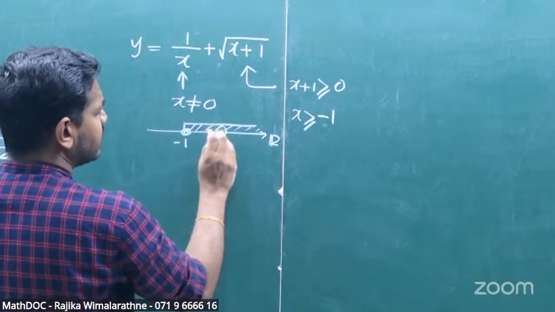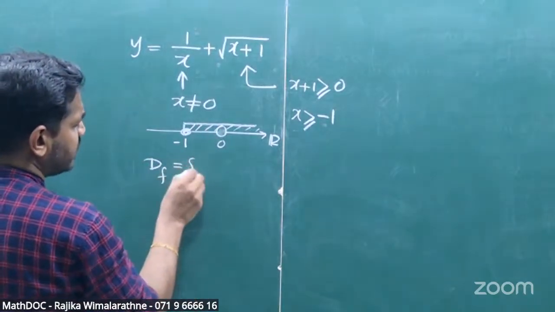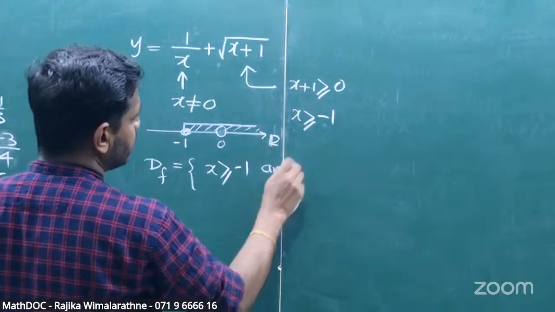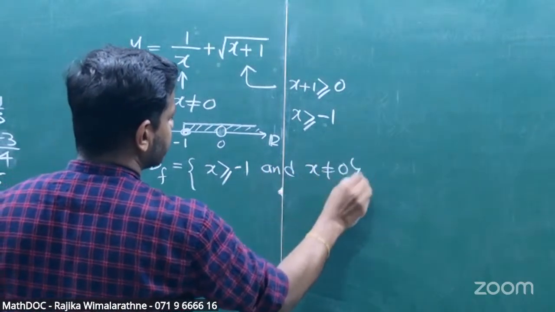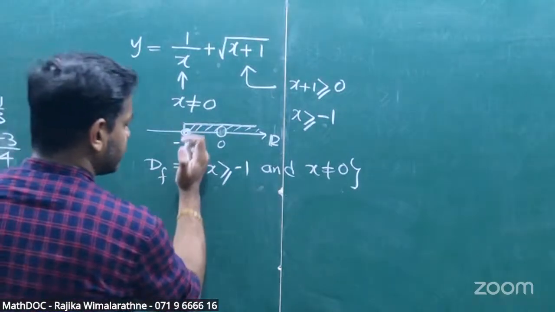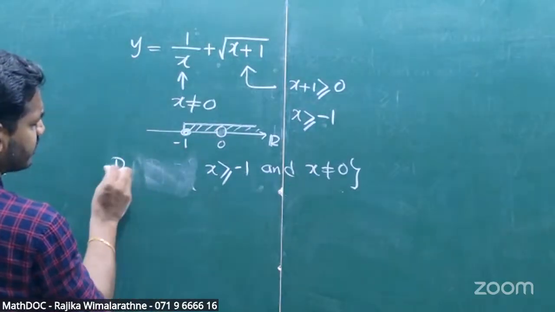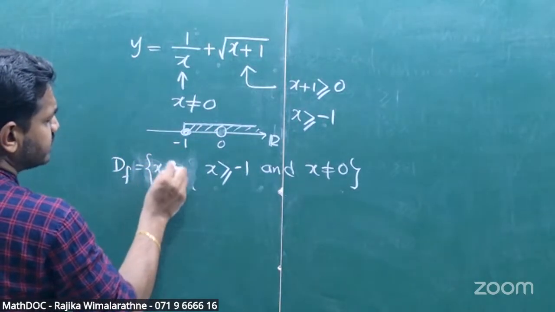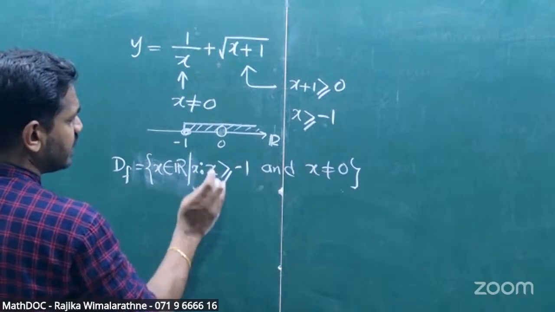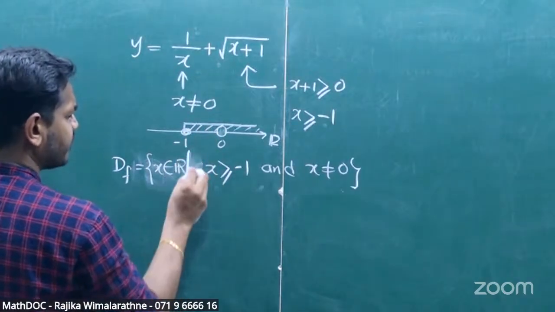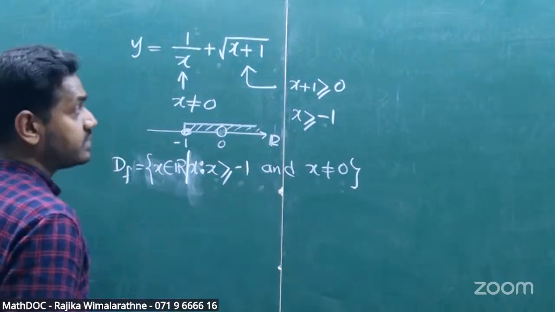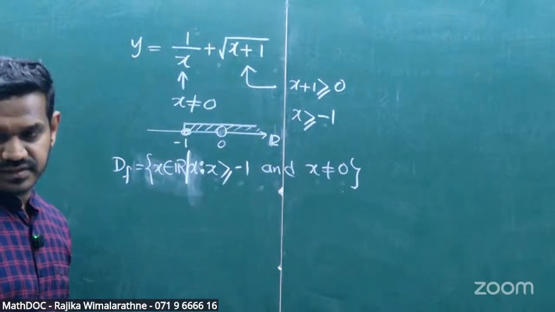Okay. Then for the domain, we write x greater than or equal to minus 1 and x not equal to 0. We better write it within curly brackets. Further, you better write the domain as: x, an element of the real set, such that x greater than minus 1 and x not equal to 0. So we have combined functions.